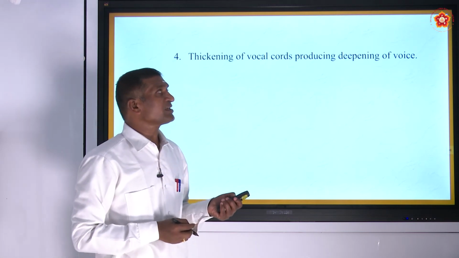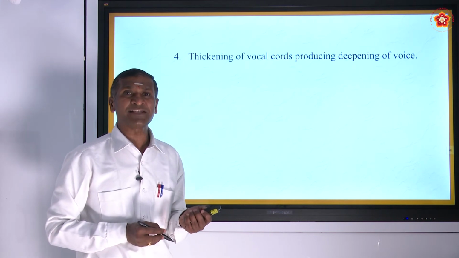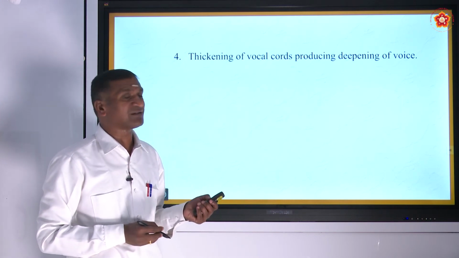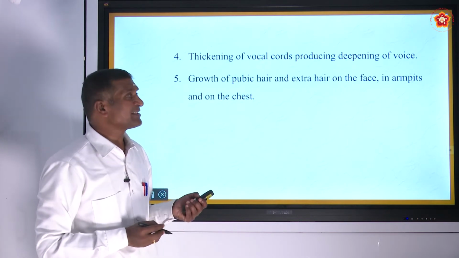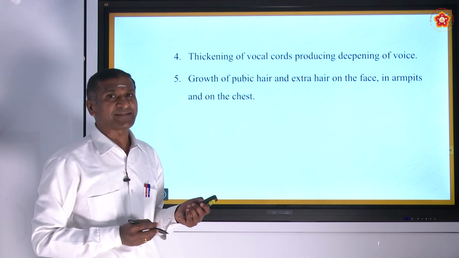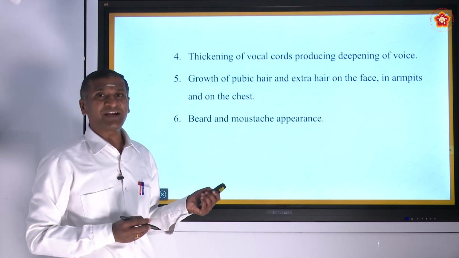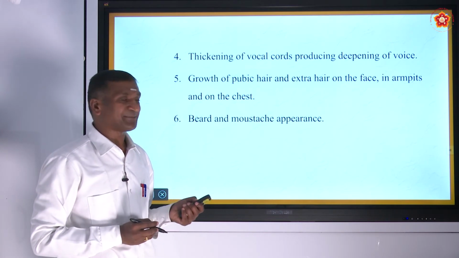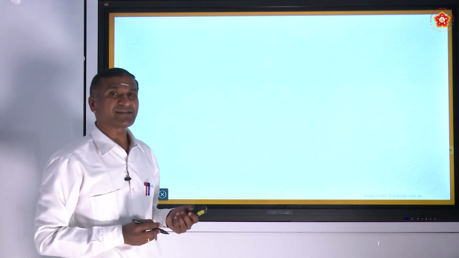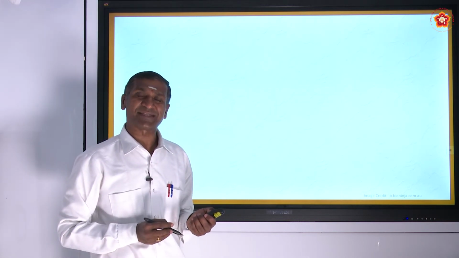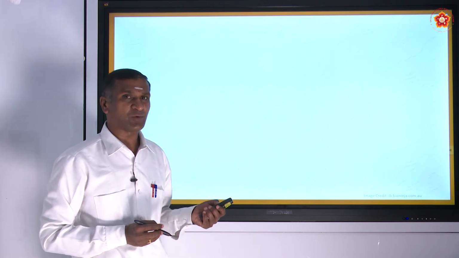Thickening of vocal cords, producing deepening of voice, that is voice breakage, which we can observe. Growth of pubic hair and extra hair on the face, in armpits and on the chest. Beard and moustache appearance, and increase in height are the secondary sexual characters in males due to the testosterone hormone.